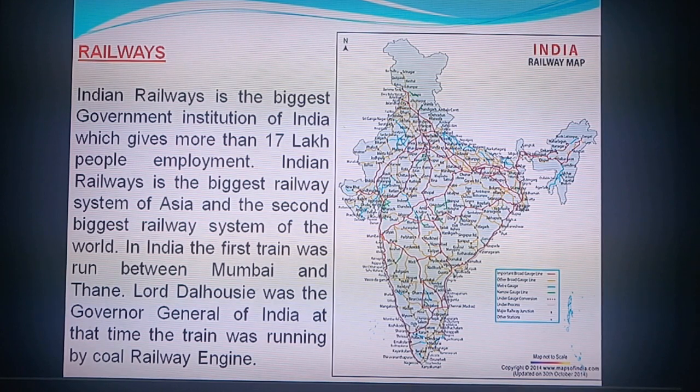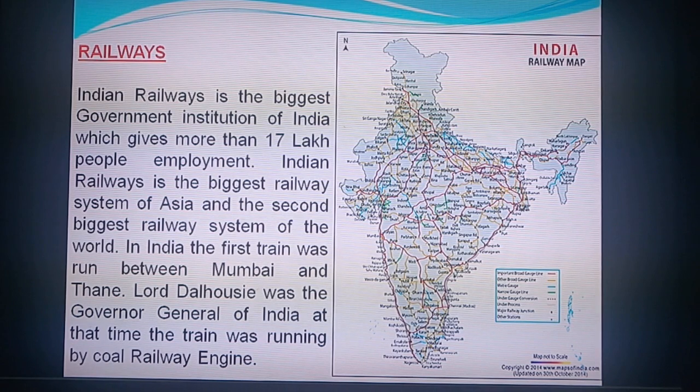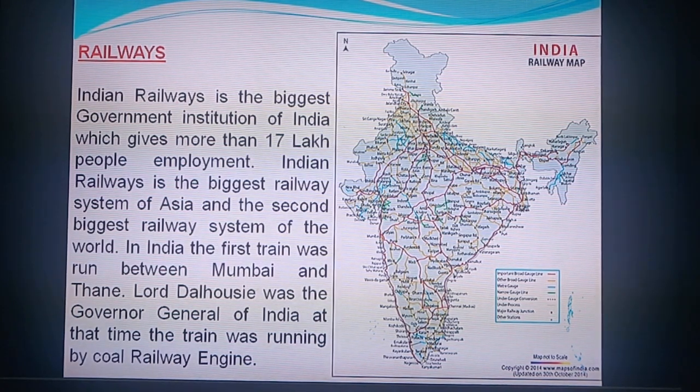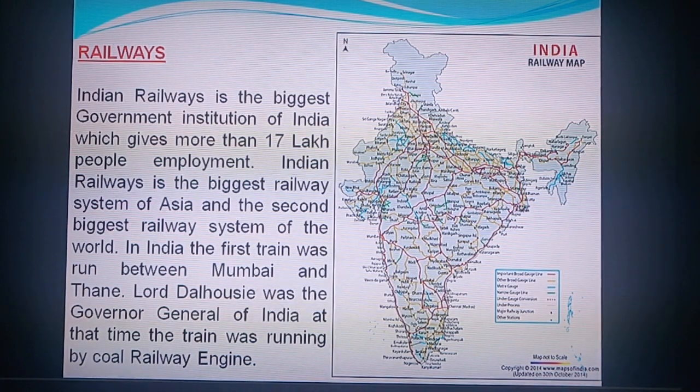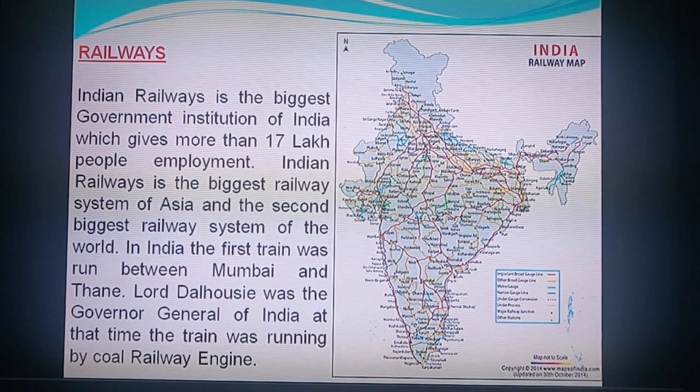So now those have been replaced by diesel or electric engines, because those steam engines used to be very high maintenance, a lot of coal was used, and air pollution was so much with that. So now they have been replaced with diesel and electric engines. This has also increased the speed of trains.